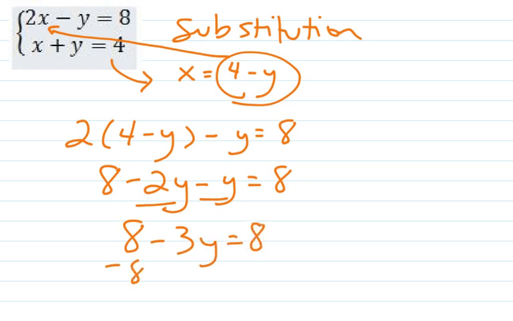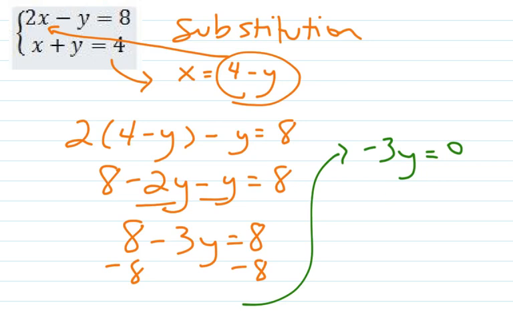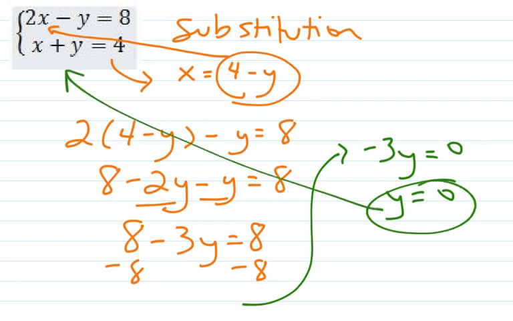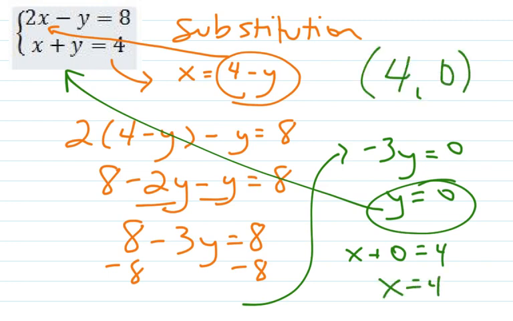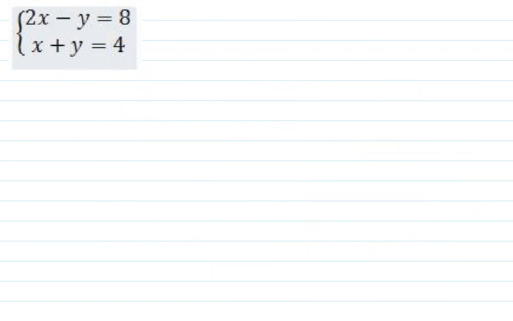So now I'm going to subtract 8 from both sides. I will get negative 3y is equal to 0. Divide both sides by negative 3. Y is equal to 0. Now to find what x is, I'm going to substitute it back in. So x plus 0 is equal to 4, which means x is equal to 4. That means that my solution is 4, 0, which works out because that's what we found when we used graphing. We're going to take the same system and we'll use elimination.